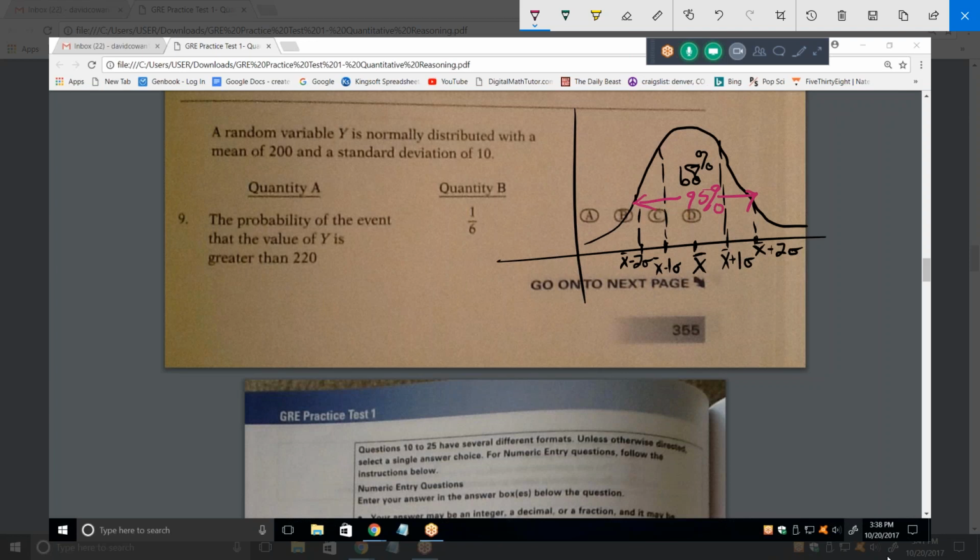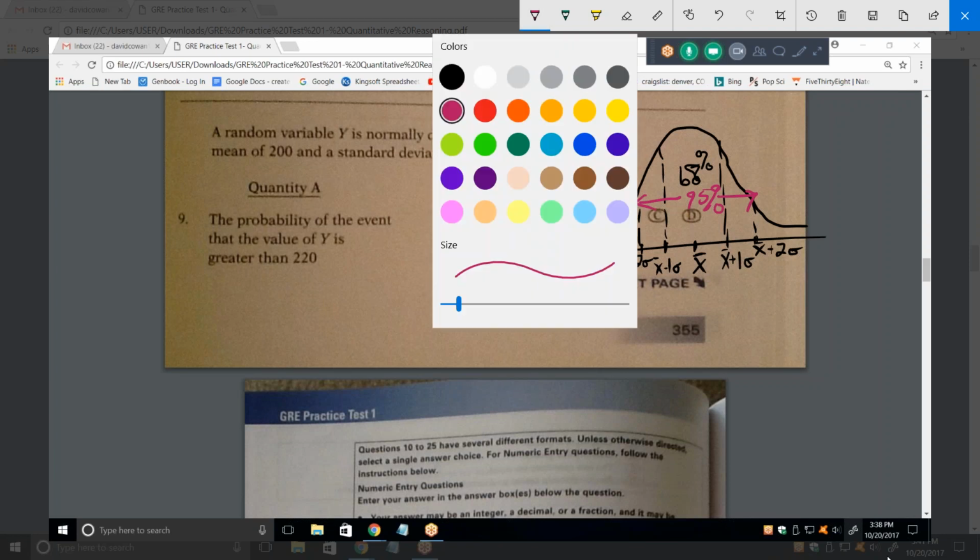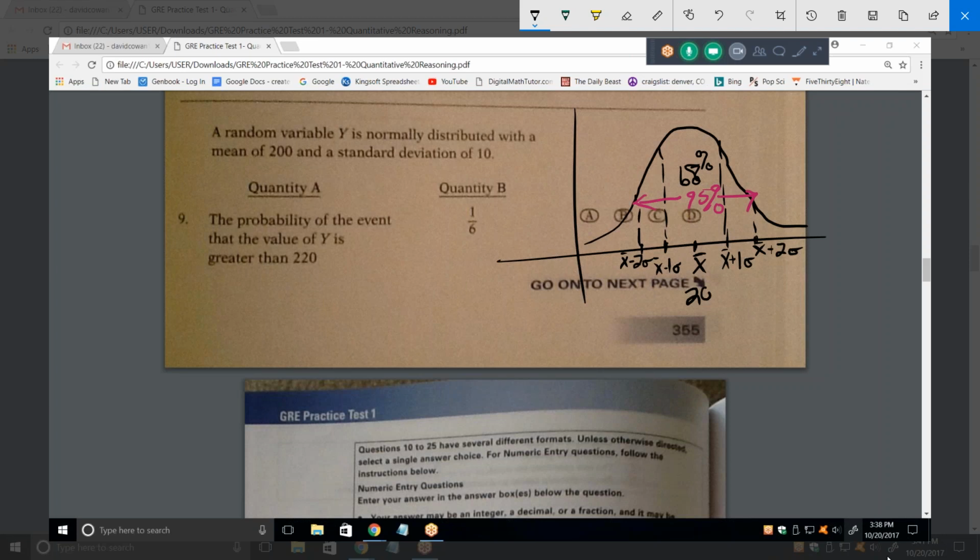What they're telling us is that a variable y is normally distributed with a mean of 200 and a standard deviation of 10. And now it's asking, what's the probability of the event being greater than 220? Well, 220 is 2 standard deviations to the right, correct? Yes.